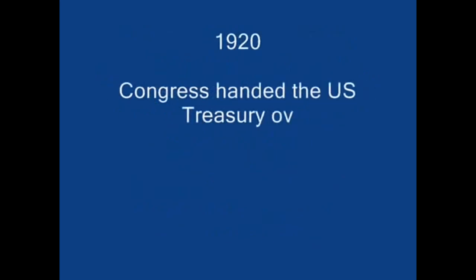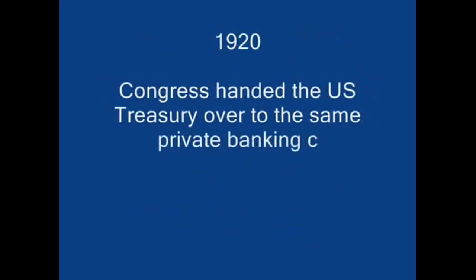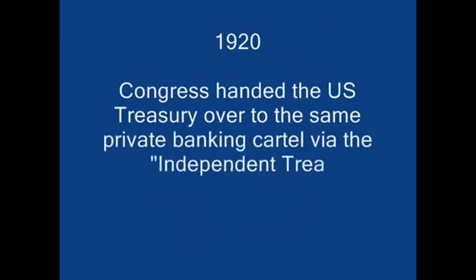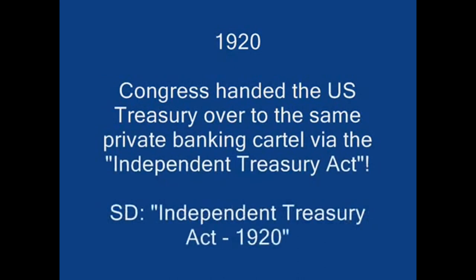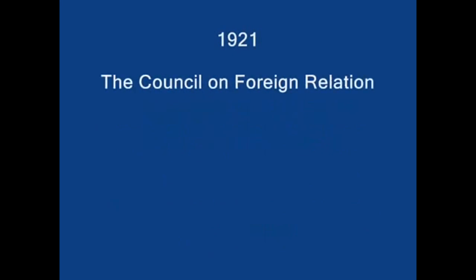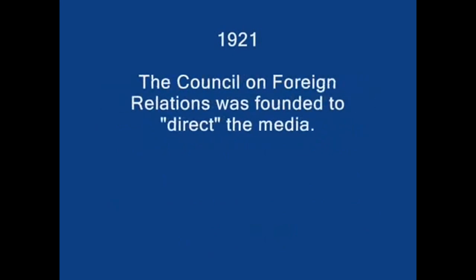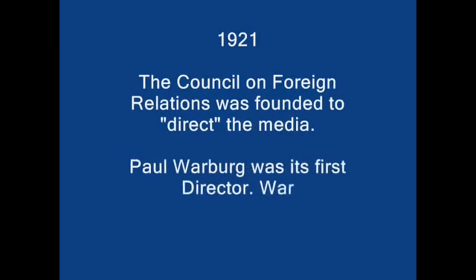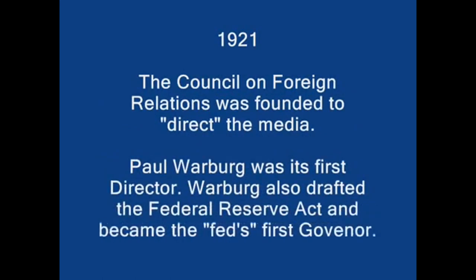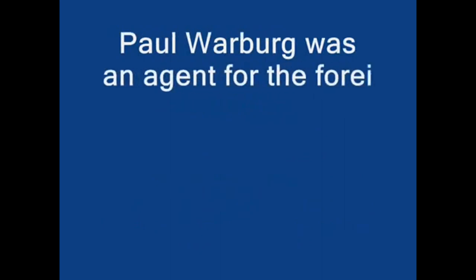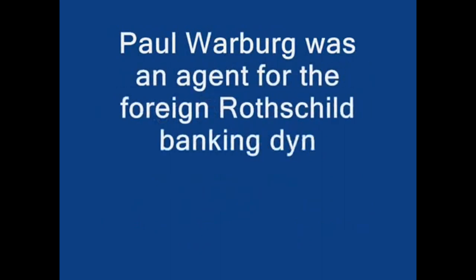In 1920, Congress handed the U.S. Treasury over to the same private banking cartel via the Independent Treasury Act. Source document, Independent Treasury Act, 1920. 1921, the Council on Foreign Relations was founded to direct the media. Paul Warburg was its first director. Warburg also drafted the Federal Reserve Act and became the Fed's first governor. Paul Warburg was an agent for the foreign Rothschild banking dynasty.